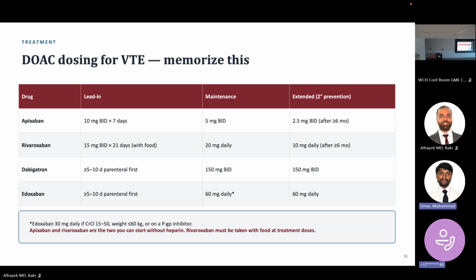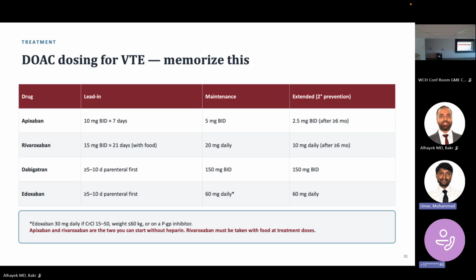Who can tell me the three requirements? You have to have 2 of 3 to be eligible to have extended therapy. What is it? Weight less than 60 kilograms. Age 80 or older. And the third one, creatinine clearance less than 20. All right, so these are 3. So if you meet 2 of 3, then you are eligible for the 2.5 milligrams.